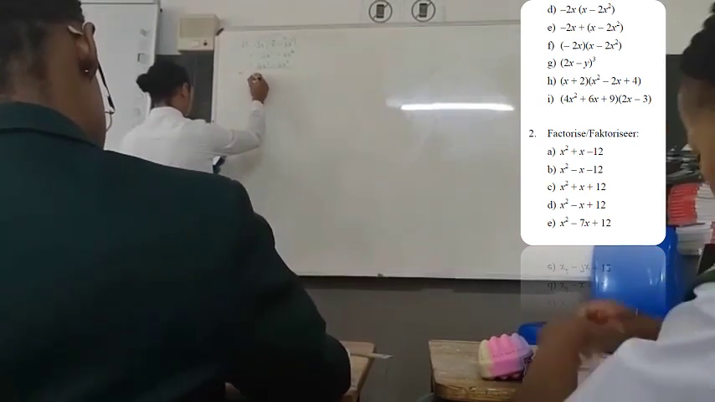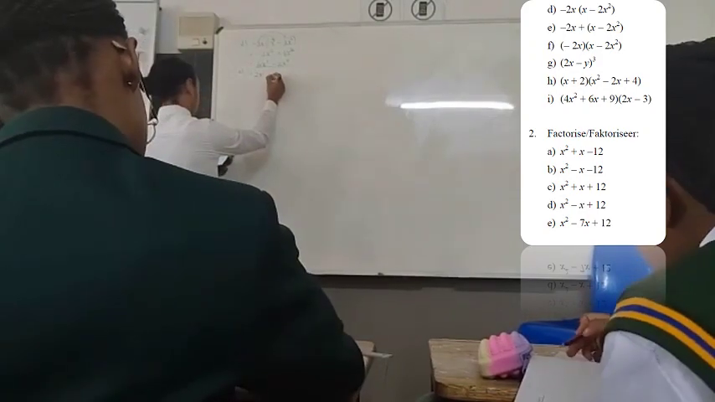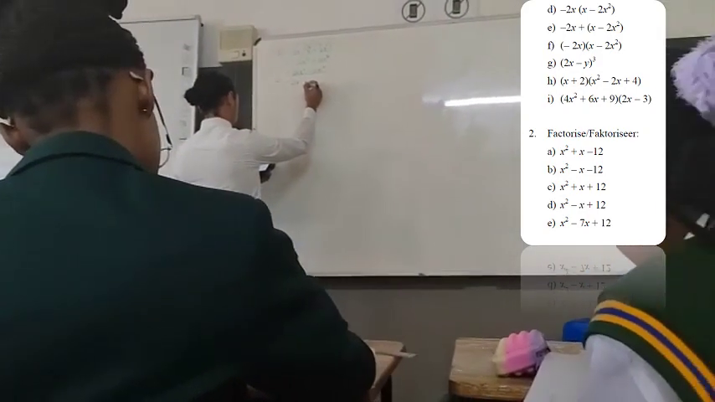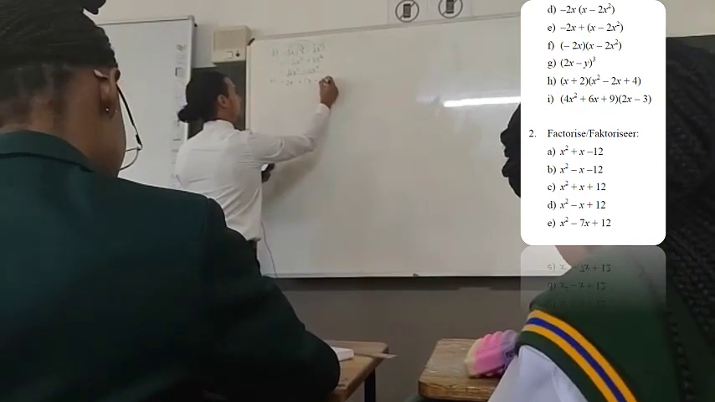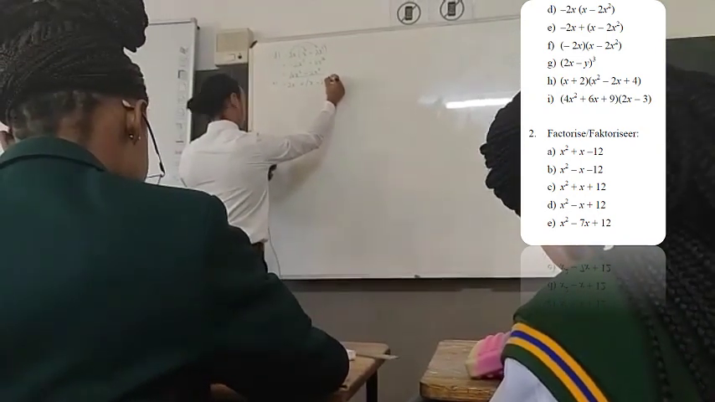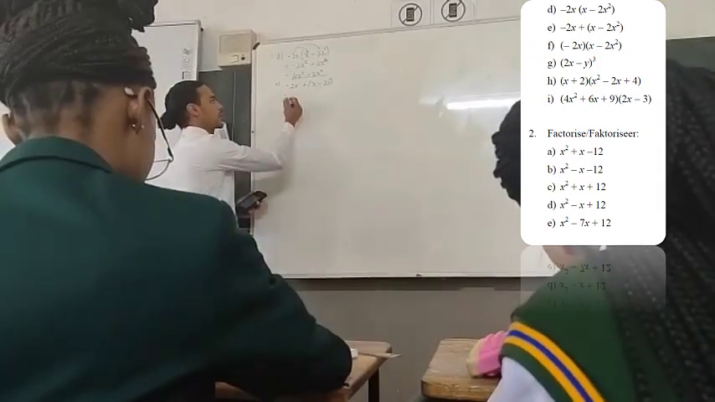At number E, we have negative 2x plus x minus 2x squared. Alright, we're going to simplify. We remove the brackets by multiplying.